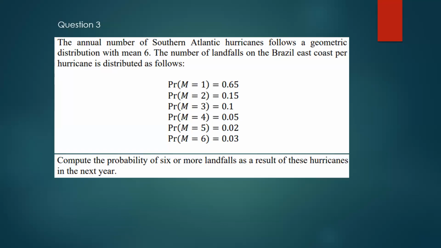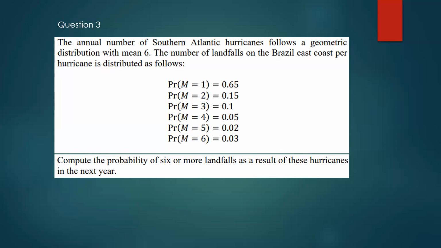Good evening. This is the presentation of question 3 of my CBT assignment, and it's about geometric distribution. First of all, let's take a look at this question. The annual number of southern Atlantic hurricanes follows a geometric distribution with mean 6.